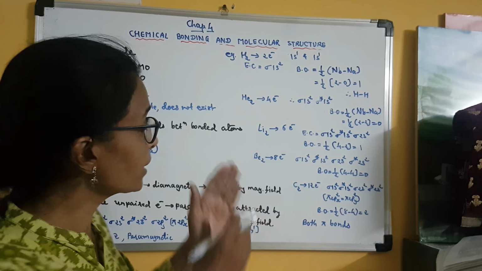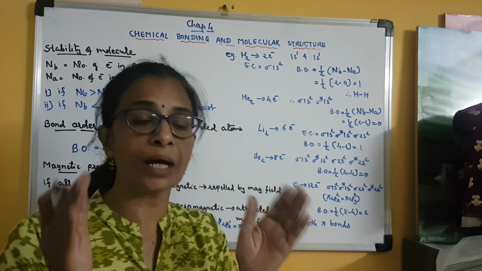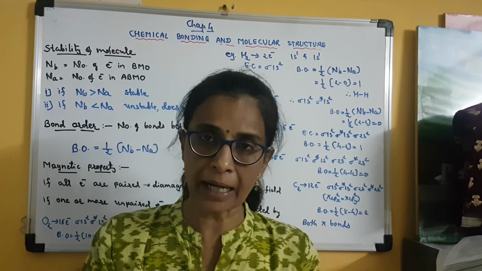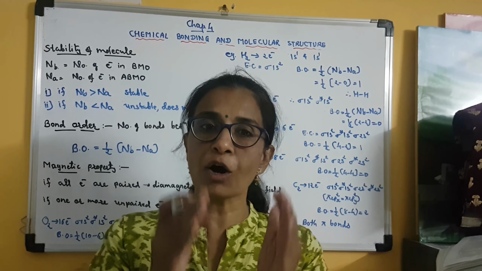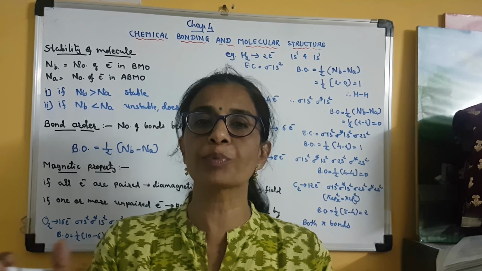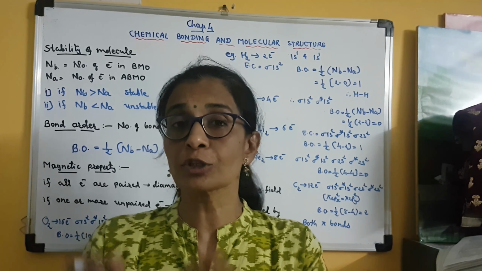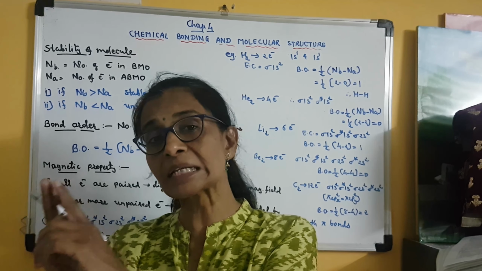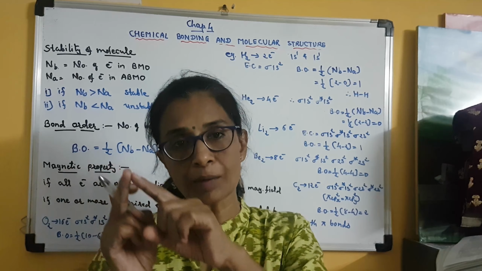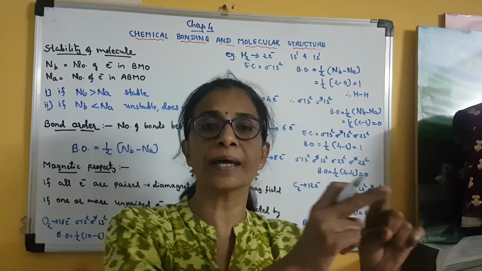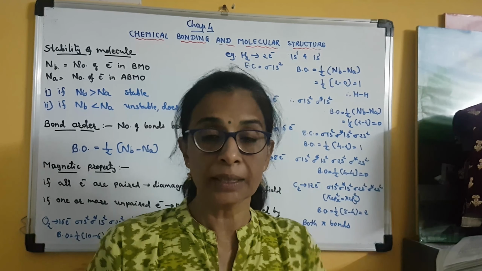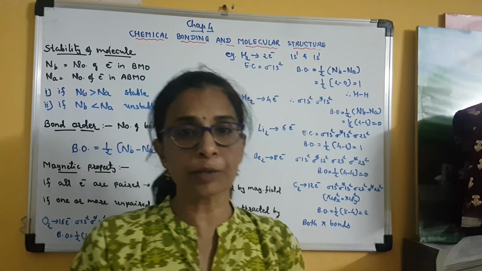Clear? Now here I have taken the example again of homonuclear diatomic molecules of the second period of the periodic table. Clear? So the first element of the second period is lithium. Then comes beryllium, then boron, then carbon, then nitrogen, then oxygen, then fluorine, and then neon. These are the elements of the second period.